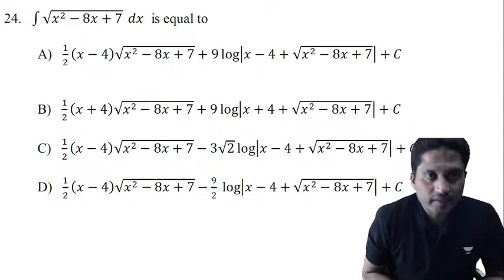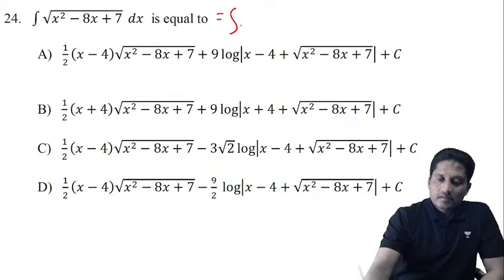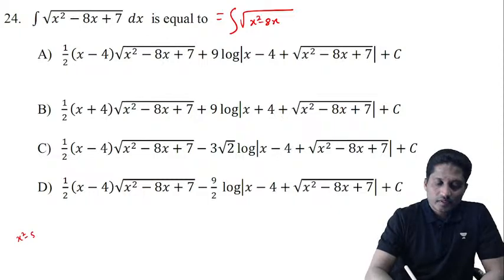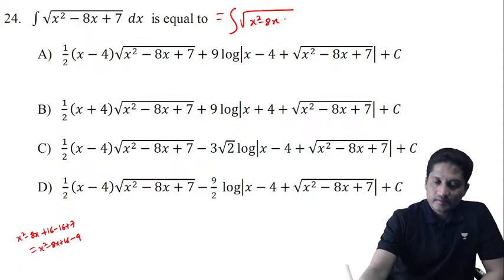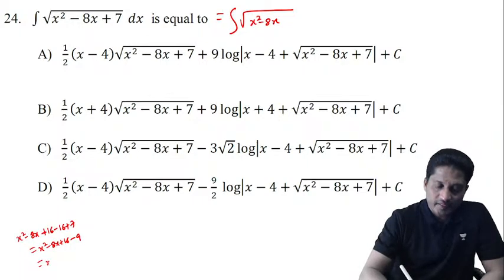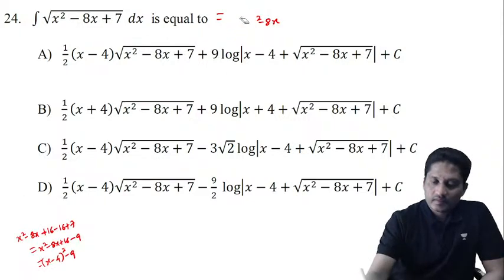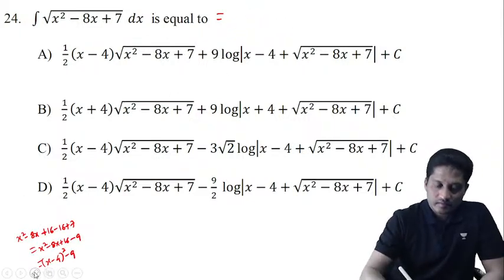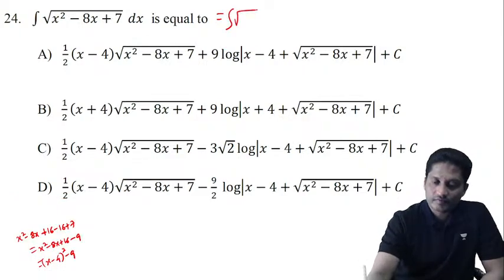Right, even this I will complete the squares. This is root of x square minus 8x, add 16, subtract 16 and plus 7. This is x square minus 8x plus 16 minus 9. I can write this as x minus 4 the whole square minus 9. Okay, now integration of root of x minus 4 the whole square minus 3 square dx.